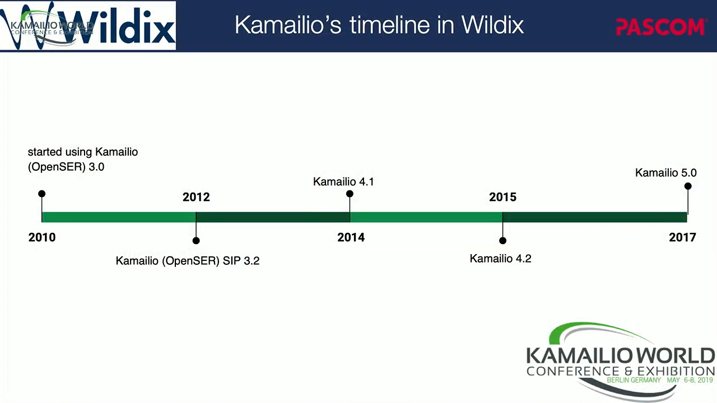Looking through the timeline, we started using Kamailio in 2010, and it was 3.0. Through the history, you can see the versions we tried. We tried to be up to date, and the version that we use now on our PBXs is 5.0.8, and we plan to make a major update to 5.2, I think in the near future.